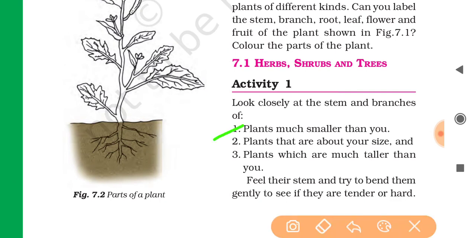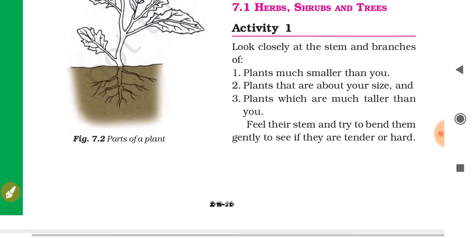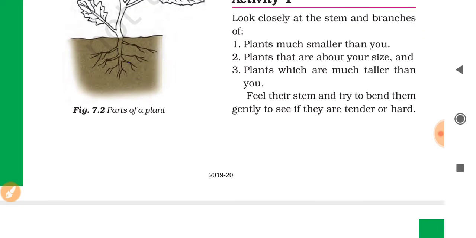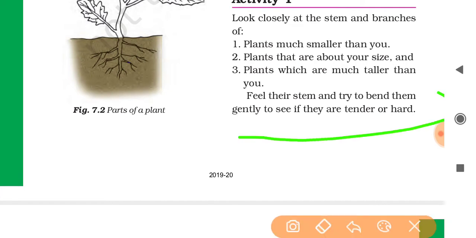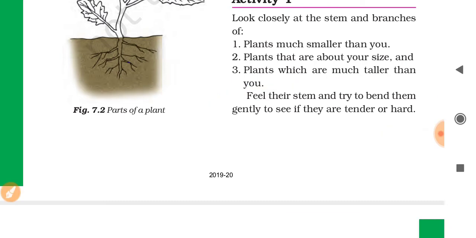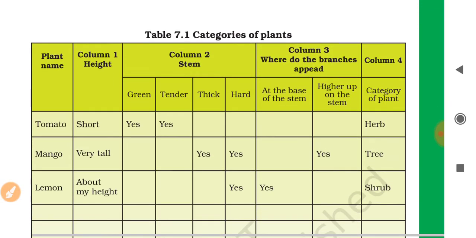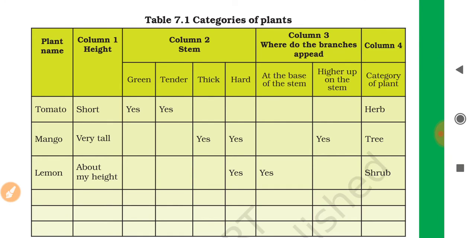First, you have to see the plants which are smaller than you. Second, see the plants which are about your size, approximately your height, and then plants which are much taller than you. Feel their stem and try to bend them gently to see if they are tender or hard. Are their stems smoother or harder? Then you can make categories of plants like in this table.